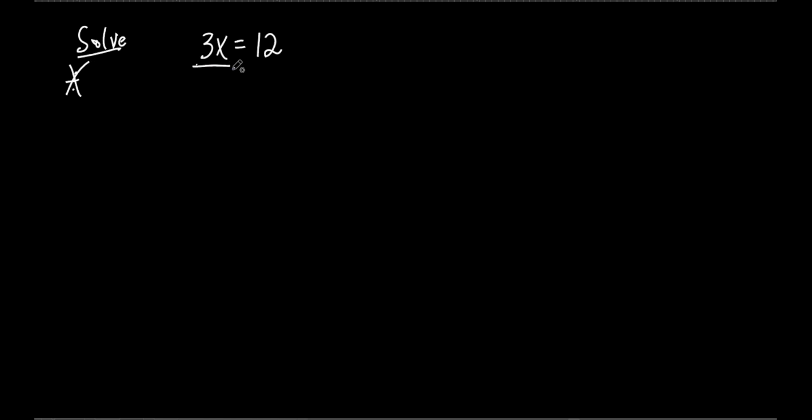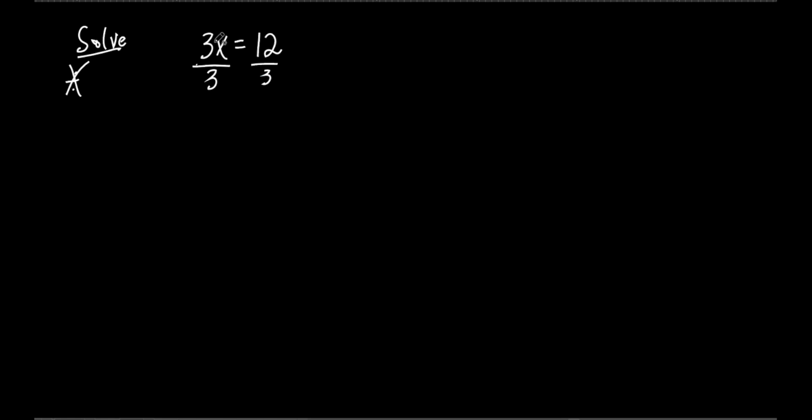So I'm going to put over what? 3, because I want to get rid of the 3. I don't want to get rid of the x. I want the x to stay there. So I don't get rid of 3x. I keep the x there, and I just get rid of what's being multiplied by it. So I just get rid of the 3. Come over here. Whatever you do to one side, do to the other side.